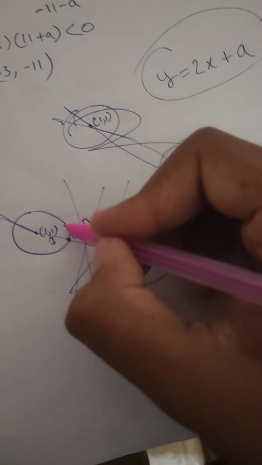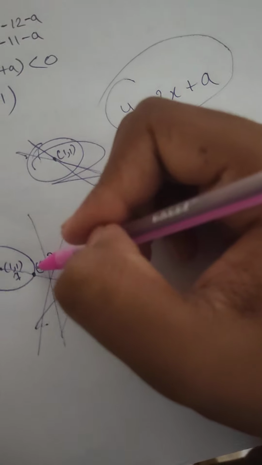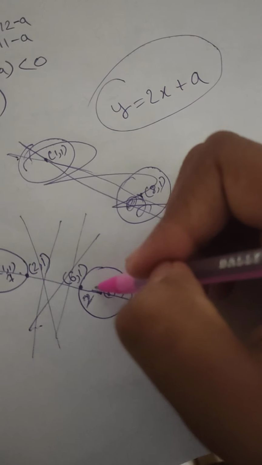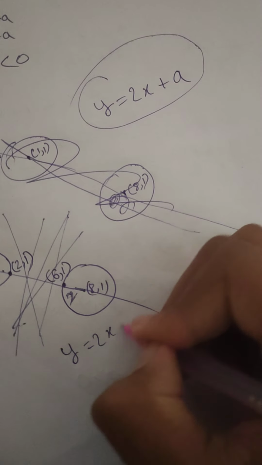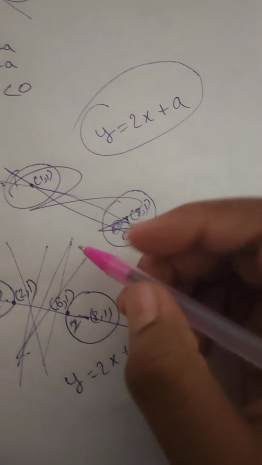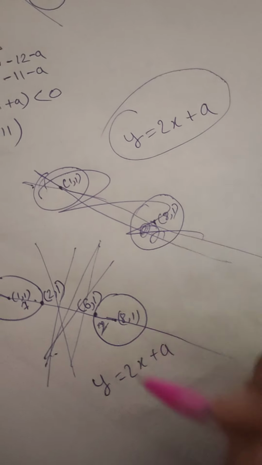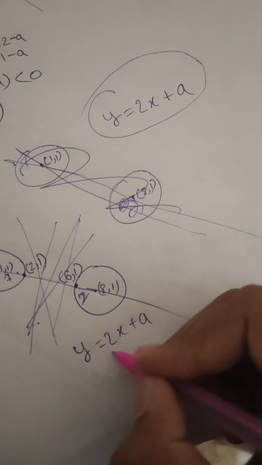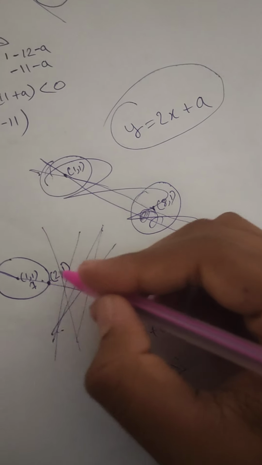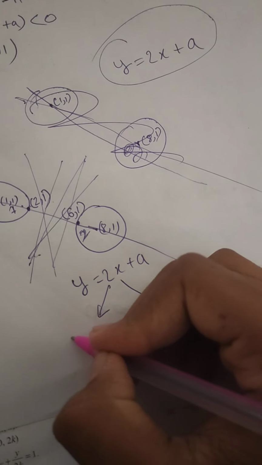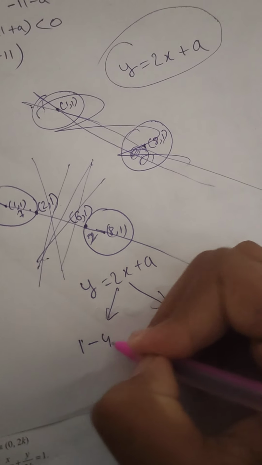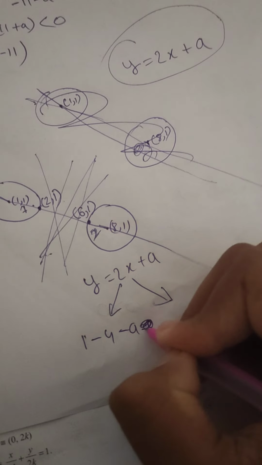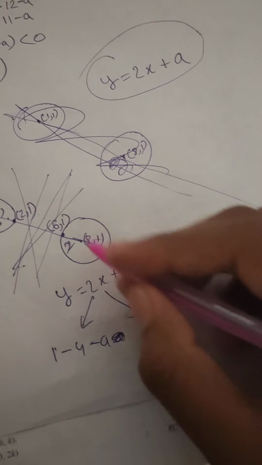I thought that if the line is passing between these 2 points, I wrote the equation and applied the concept of position of a point with respect to a line. I substituted both points, (2, 1) and (6, 1), in this equation. Substituting y as 1 and x as 2, we get 1 minus 4 minus a, not equal to 0. I am just writing this equation.